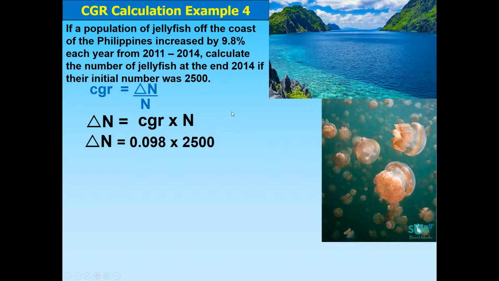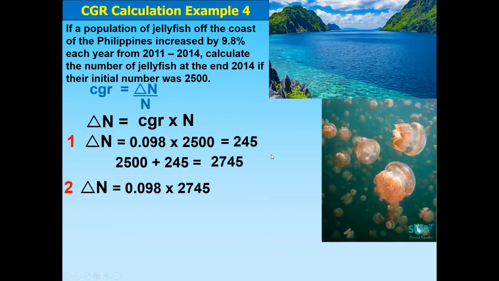And so we'll start out in the first year with our CGR converted to a decimal, 0.098, times it by the initial number to find out by how much it increased in that first year. Now we need to add the 2,500 plus 245 to find the number at the end of the first year, 2,745. We're going to use that number as our starting for the second year.